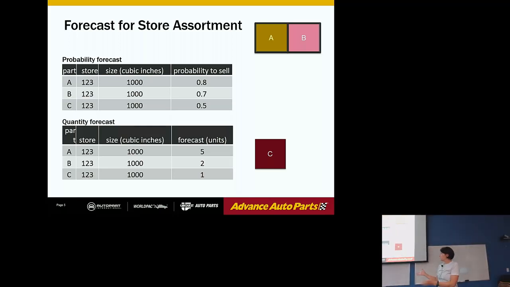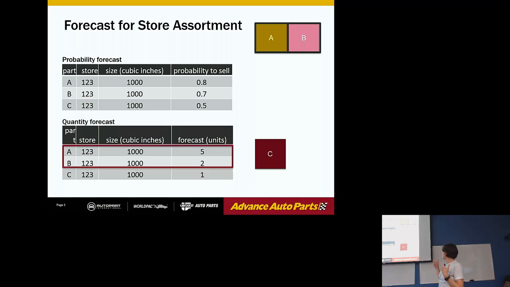If I'm predicting quantities, then again, for every part and every store, I'm trying to forecast for exactly the same rolling year how many units I'm going to sell at that particular store of that particular item. And again, the assortment in this case works pretty similarly. So it says, okay, I have something that will be sold 5 units, that goes on, 2 units, that goes on the shelf, 1 is not going there. That's it.